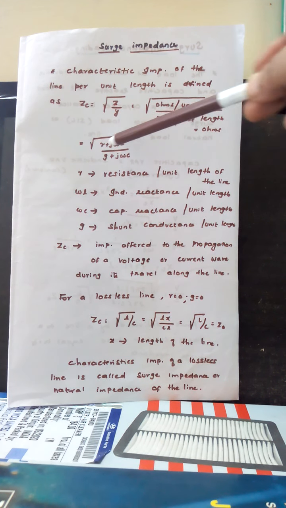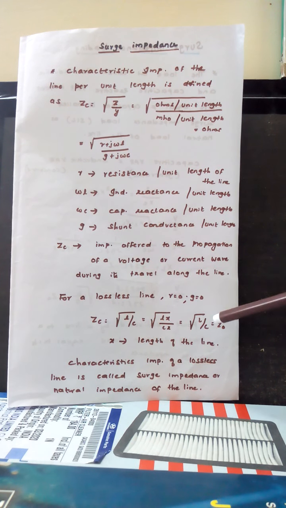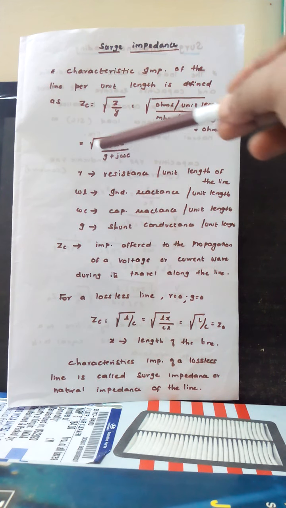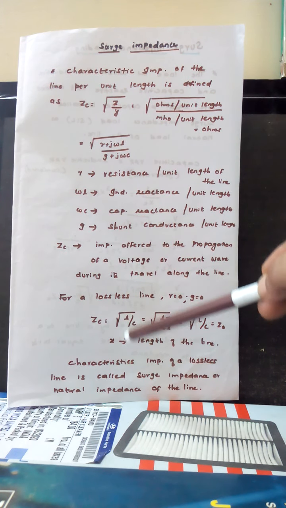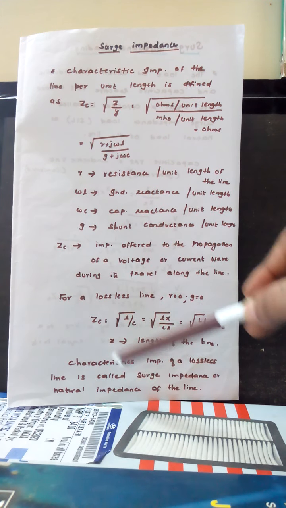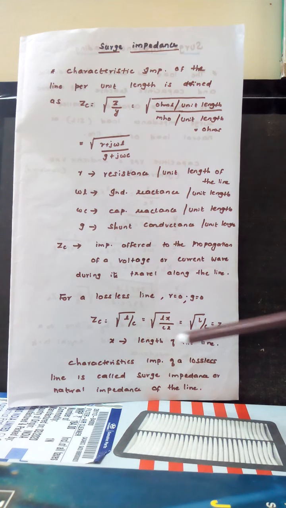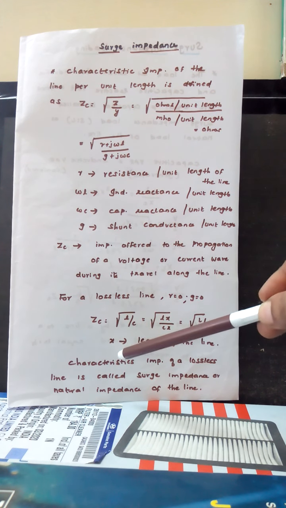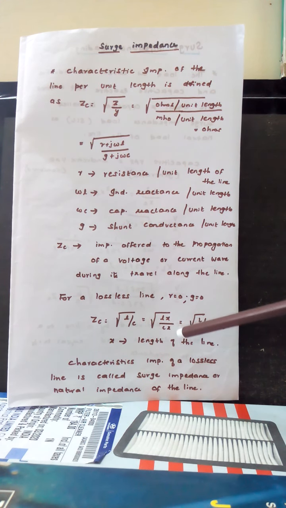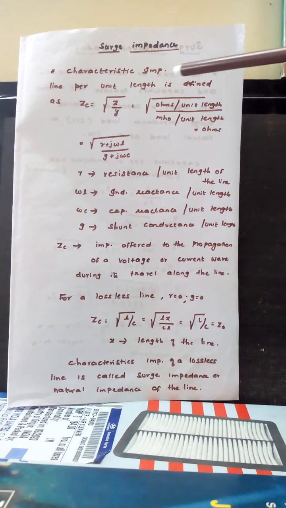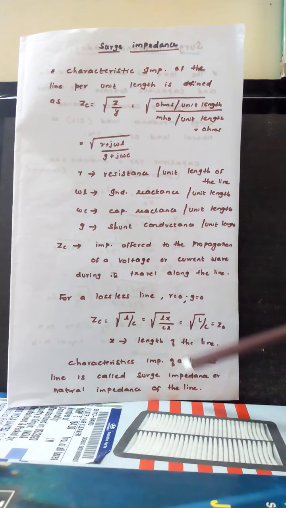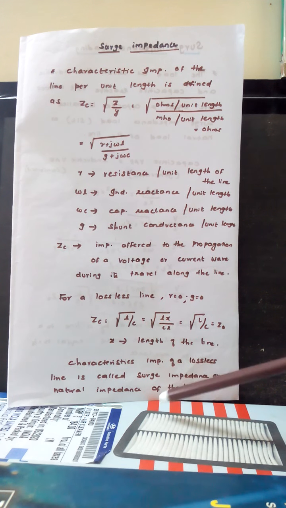Lossless line means you have to take R value as 0 and G value as 0. So we get the equation as root of j omega L divided by j omega C. The j omega gets cancelled, and we get root of L by C. This term is per unit length, so it is multiplied with the entire line length, which we are considering as x. So it becomes L into x divided by C into x. L into x is nothing but capital L and C into x is nothing but capital C. So the root of L by C is Z naught. The characteristic impedance of a lossless line is called the surge impedance, or we can say the natural impedance of the line.